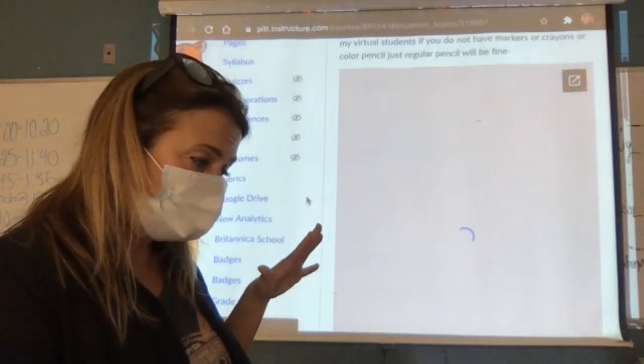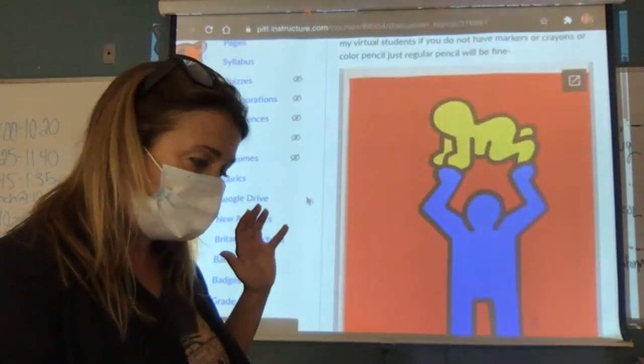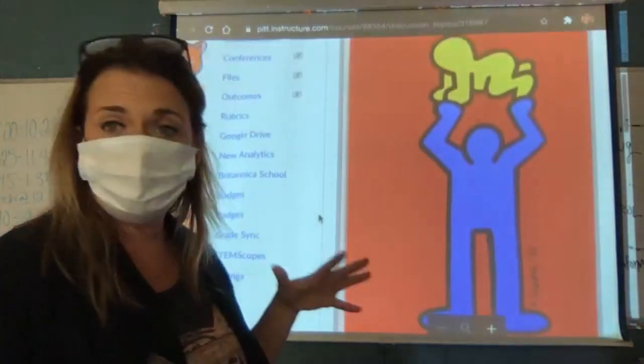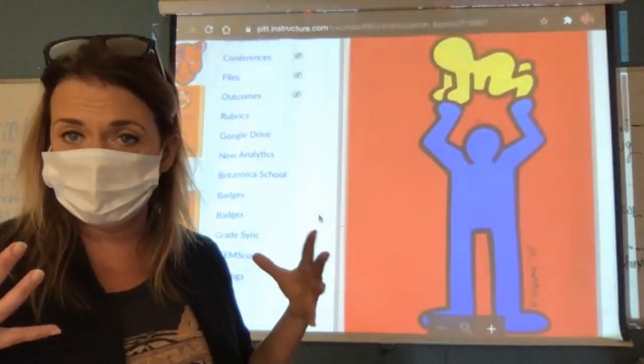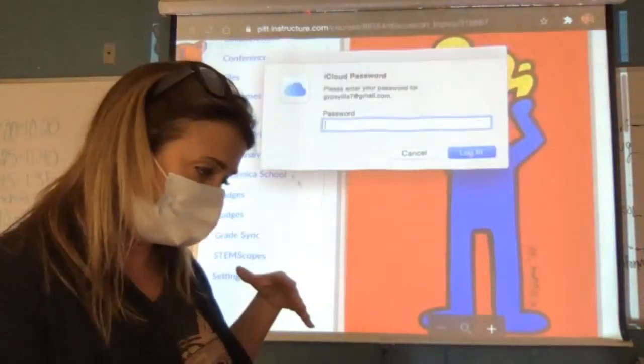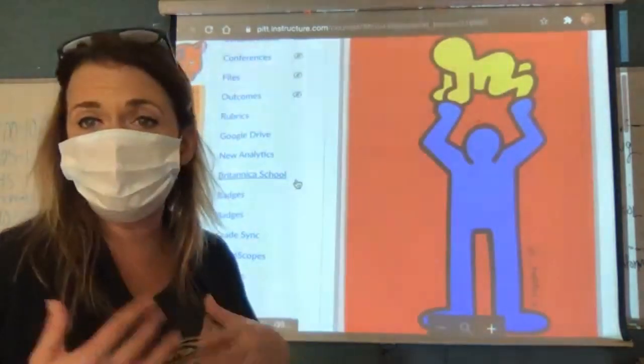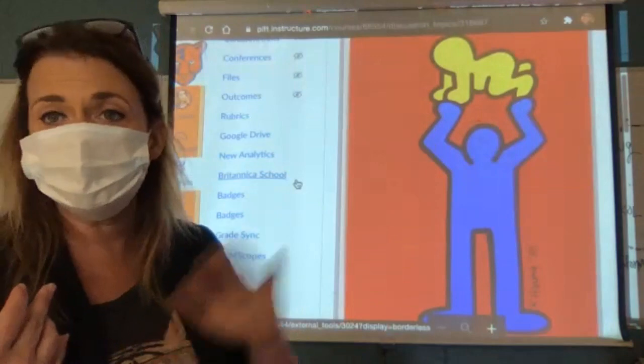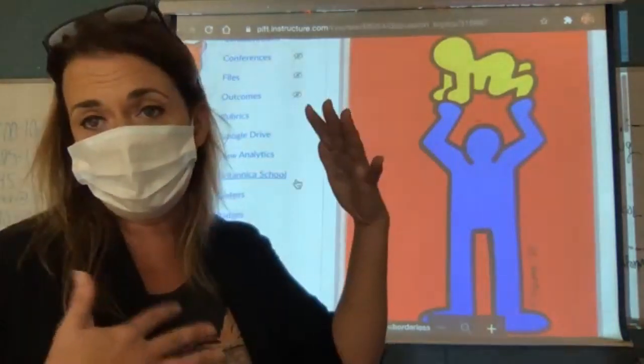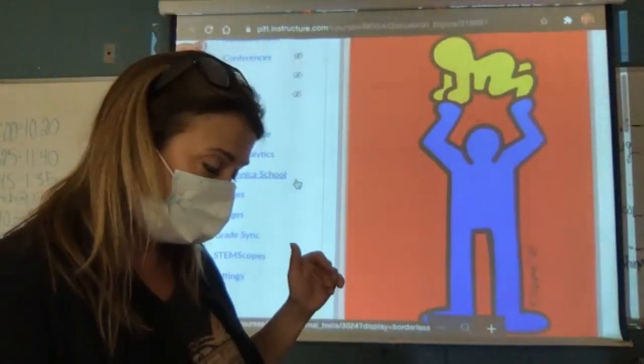For my virtual people, obviously I would love these in color because that's what he's known for, these bold pops of color, very solid. There's no value going anywhere. But I understand those of you at home might not have everything. If you don't have crayons and markers or colored pencils, just do the best you can. Just draw what you're going to do.